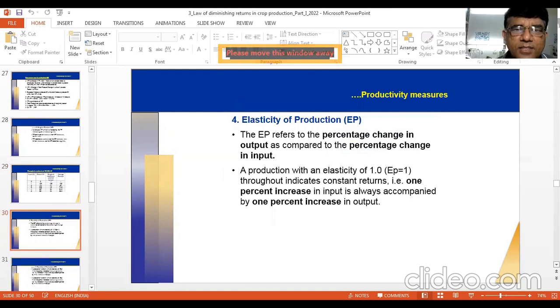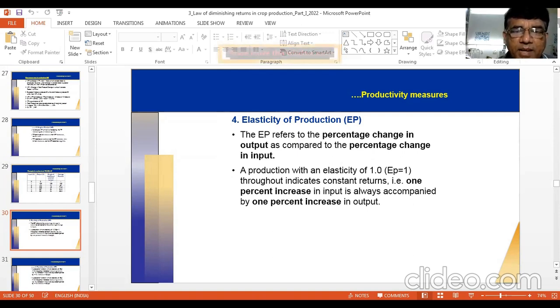Now see the next case, elasticity of production. What is EP? Elasticity of production is also a productivity measure. The elasticity of production refers to the percentage change in output compared to the percentage change in input. It means if you make a certain change in the input, how much is the change in output? If you change the labor by 10%, how much change is there in the output in percentage? That is your elasticity of production.